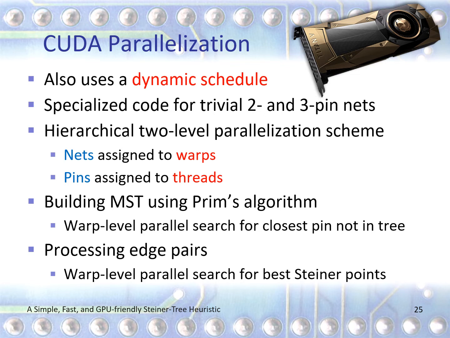We targeted the inner loop of Prim's MST computation due to a loop carry dependency in the outer loop and performed the search for the closest pin that is not already included in the tree in parallel at the warp level. For processing the edge pairs, the highest achievable distance savings for each edge is recorded at the warp level using an atomic max, and the threads then concurrently process the pairs of edges to see which ones agree on Steiner points. Those Steiner points are then added to the tree.